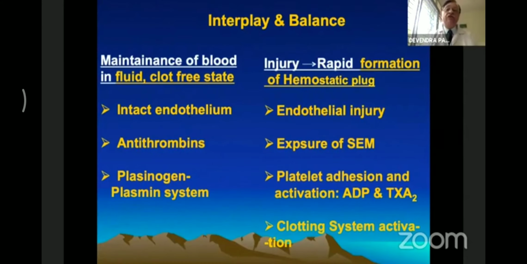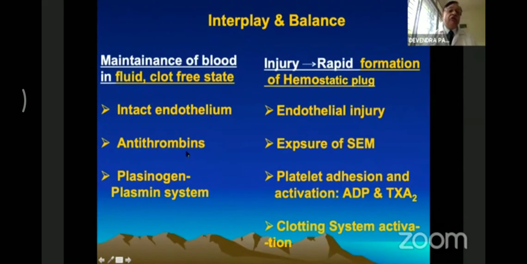If the endothelium is injured and the subendothelial matrix is exposed, then the platelets will go and stick to it. If you remember, von Willebrand factor acts as a glue between the platelet and the endothelial membrane. They will stick to the subendothelial matrix, and there will be platelet adhesion and activation, and a platelet plug will be formed. Ultimately, the clotting mechanism will be activated. So intact endothelium is very important.